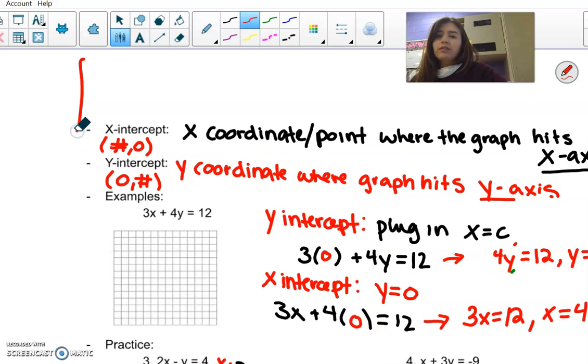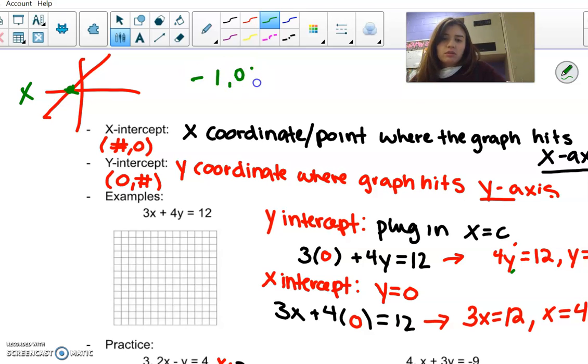So on every graph, we have a point, and it goes a line. It goes through like this. Our x-intercept is the point that crosses the x-axis. So this looks like negative 1 to me, would be our x-intercept. Our y-intercept is the coordinate where the graph hits the y-axis. So we go here to our y-axis, this hits right here. That looks like about 1. So our y-intercept would be 0, 1.